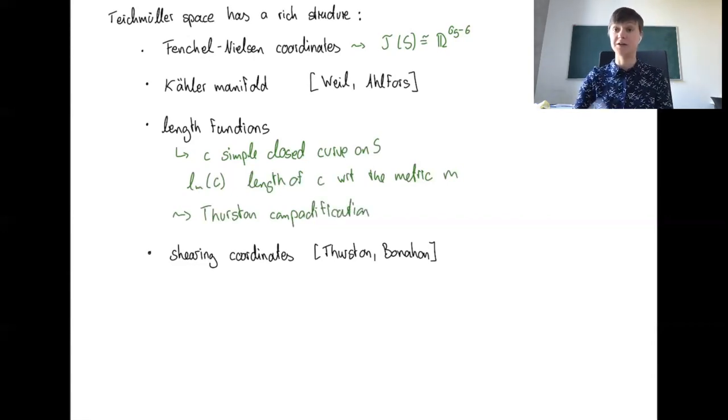I've said at the beginning there are several sets of coordinates, and apart from Fenchel-Nielsen coordinates, there's also the so-called shearing coordinates that have been introduced by Thurston and Bonahon. And these shearing coordinates are closely related to deformations of the surface, to earthquakes and cataclysms. So next, I will explain what earthquakes are.